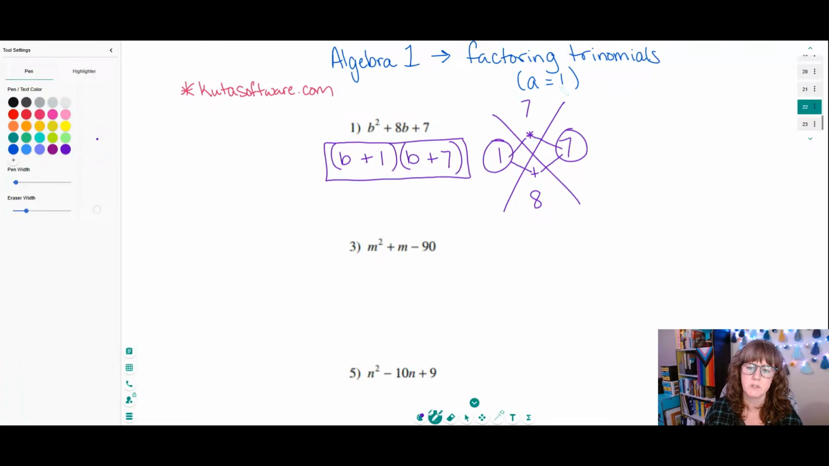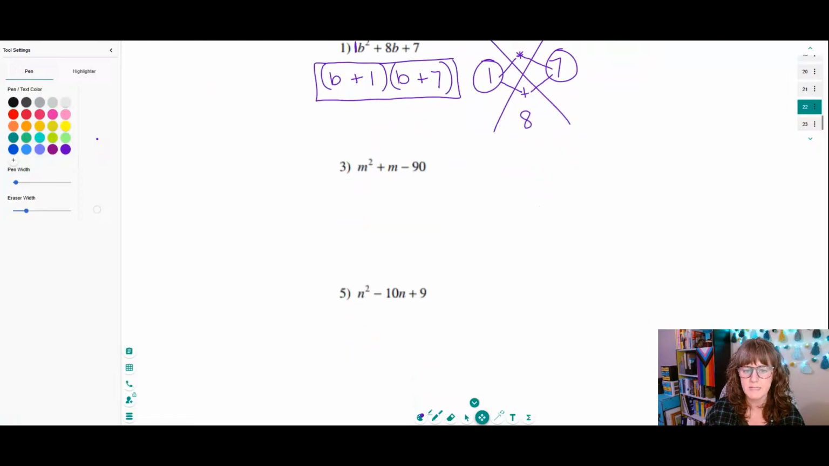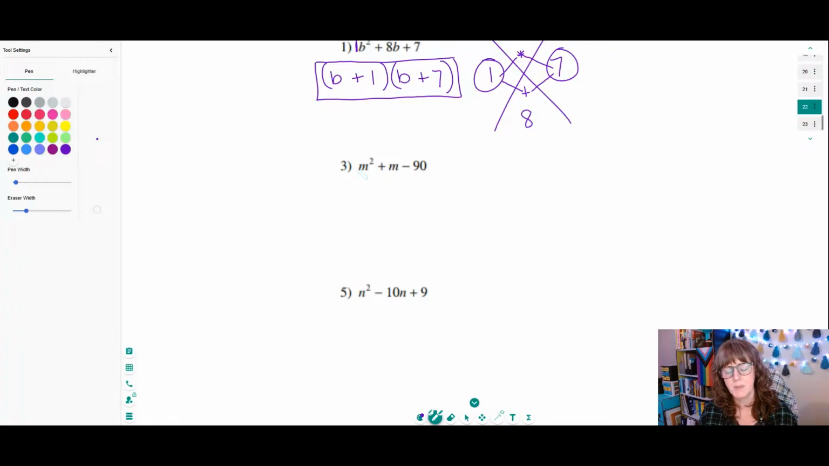Now, all of these trinomials that we're working on today have a equals 1 up here. That just means that there's no coefficient, meaning that this coefficient is an understood 1. So that's the more basic level of doing these types of problems. Once we get into coefficients higher than 1 for this leading term, that's just the next level of it. It's not necessarily super hard. Okay, let's take a look at this one.